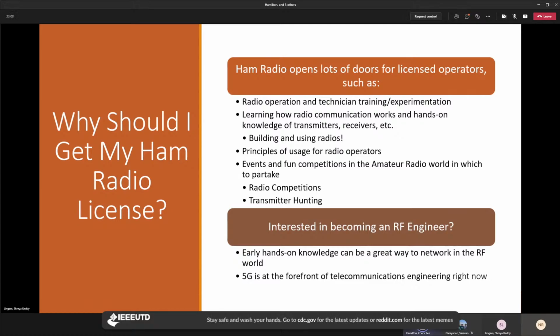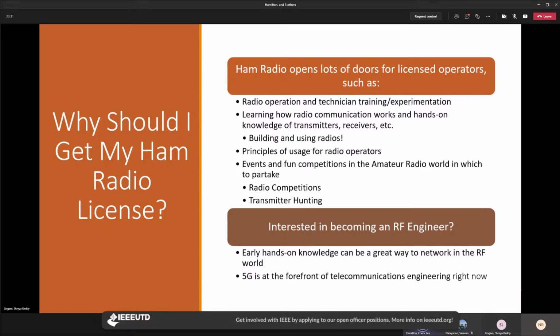You also learn principles for usage of radios and the ability to partake in different community events put on by radio clubs. Some of those things could be radio competitions, transmitter hunting. We'll talk about that a little bit later, but it really opens up a whole world of just fun, technical knowledge that you can use.